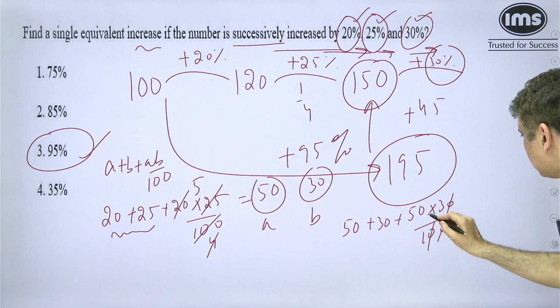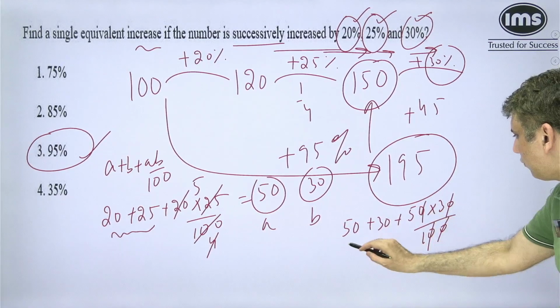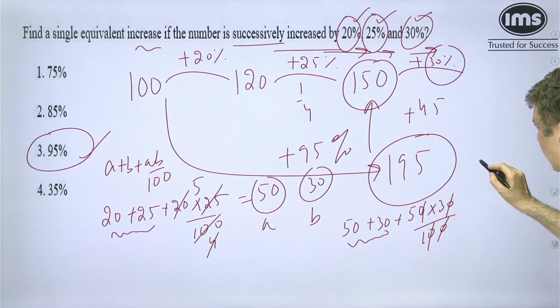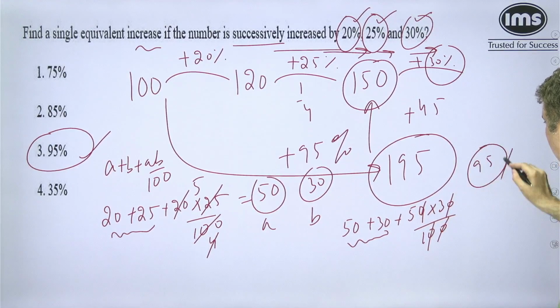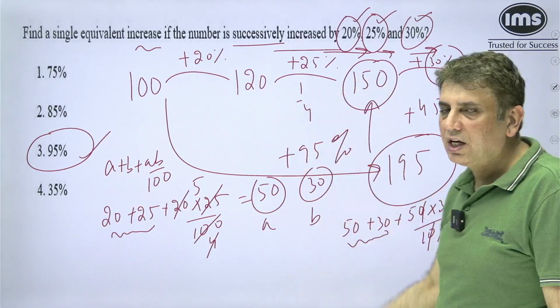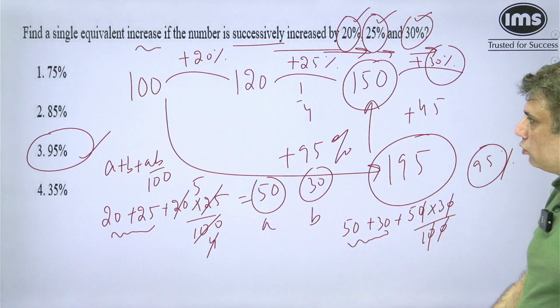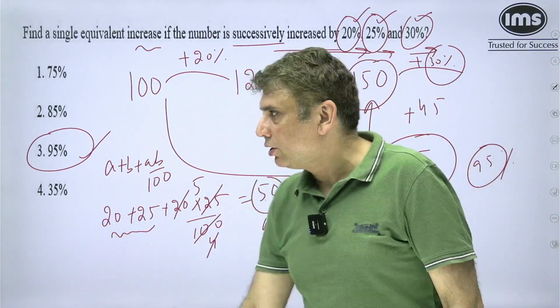These two zeros get cancelled. 50 plus 30 is 80. 5 3s are 15. 80 plus 15 is 95. The net final increase. So option 3 would be the correct answer. So I have discussed two ways of solving. If you want to see it again, you can always rewind and watch.